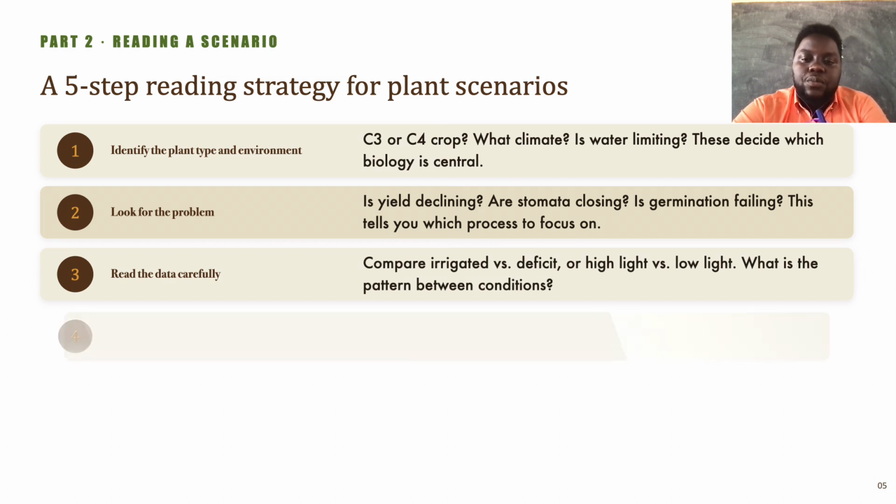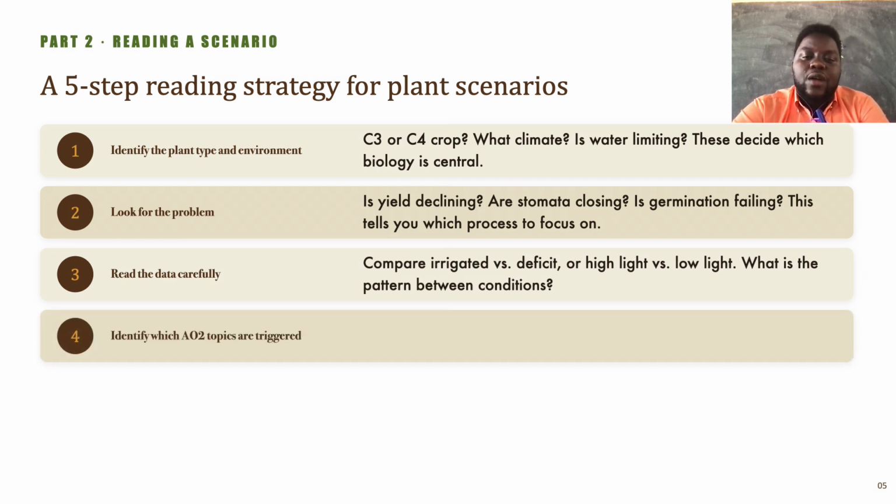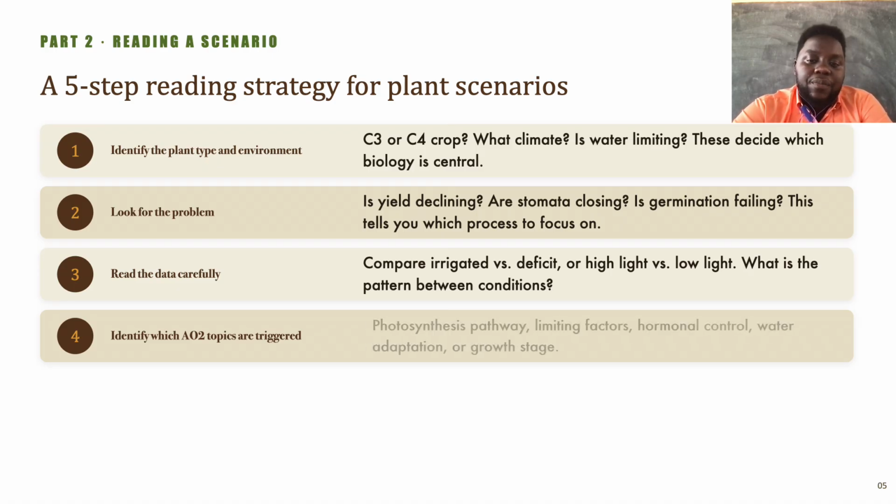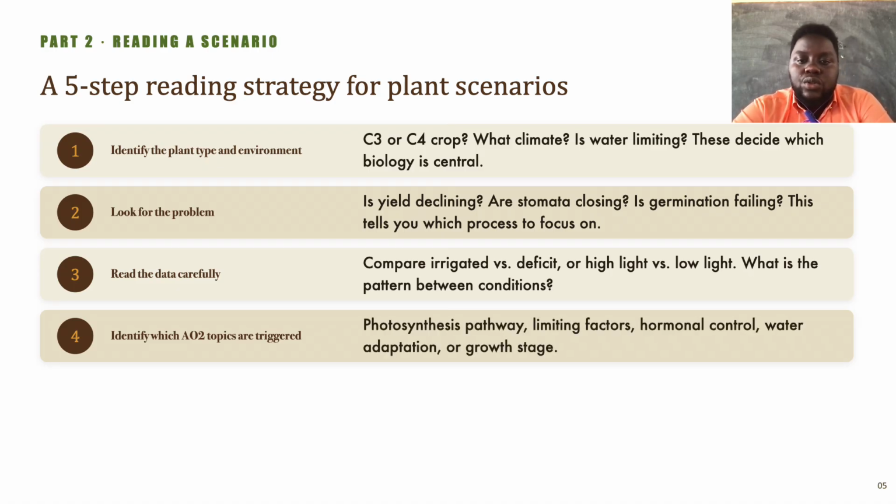Step number 4. I want you to identify which assessment objective 2 topics are actually triggered by this particular scenario. Is it the photosynthetic pathway being triggered? Are there limiting factors at play? Is it hormonal control? Is it water adaptation? Are we looking at a growth stage? Most scenarios may trigger more than one of these processes.